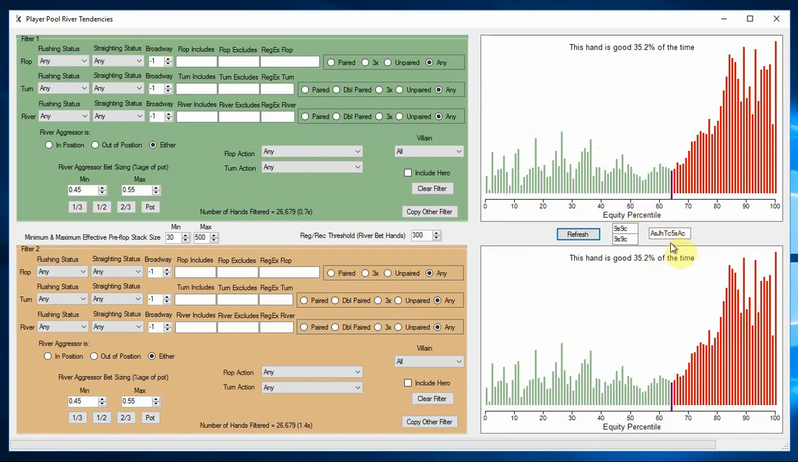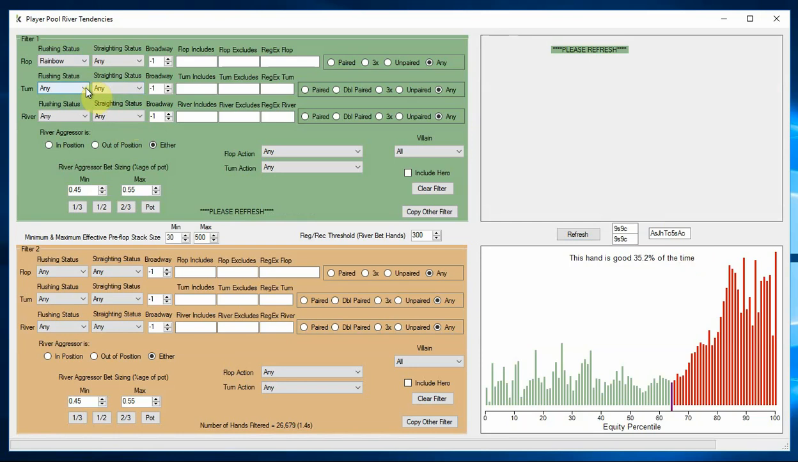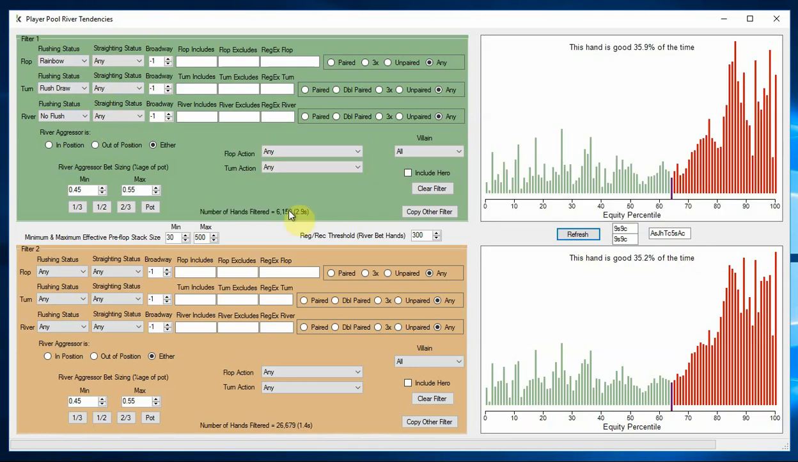What we know here is that this run out was rainbow on the flop, continued to be rainbow on the turn, although it was a flush draw, and then was rainbow on the river. So let's try that: rainbow on the flop, flush draw on the turn, and then no flush on the river. We'll put that in, and we can see there are 6,000 hands that fit that profile. There is very little difference between that profile and just the generic situation. Roughly 36% of the time our hand is good. If anything, it's slightly better than the average in this situation.